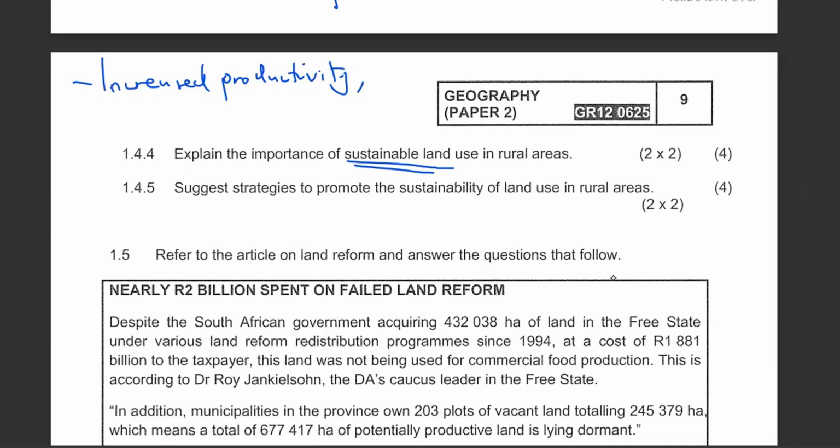Or we can talk of it also assisting in job creation. Some jobs are created while we are implementing sustainable measures to use our land. Also, it ensures soil conservation, because we use methods which are environmentally friendly that do not harm the soil. So it conserves the soil. And you can also talk of water management.